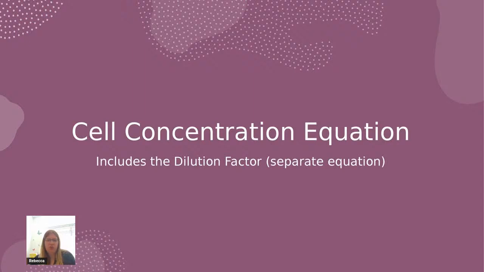Does anyone recall what some of those parts are? I did have a hint on the slide that it includes our dilution factor, which requires sometimes a separate equation to calculate. Or even just what is the unit that we need to get back to for cell concentration. So we know it's got something to do with our count, right?